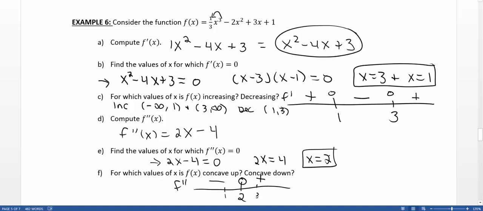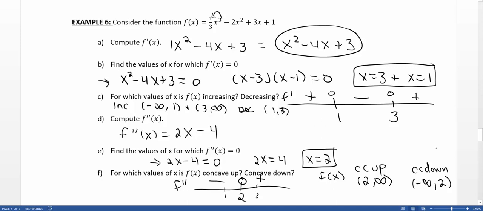So that means that to the left of 2, our second derivative is negative. If your second derivative is negative, that tells you that the original function is concave down. To the right of 2, our second derivative is positive. If your second derivative is positive, that tells you that the original function is concave up. So we're going to say f of x is concave up, right, when we're positive, so from 2 to infinity. And we're going to be concave down whenever the second derivative is negative, which is negative infinity until 2.